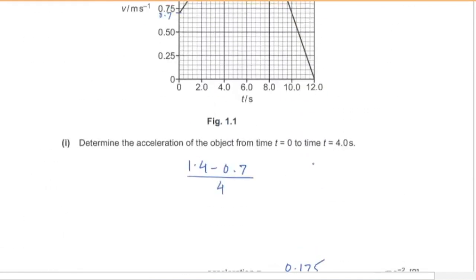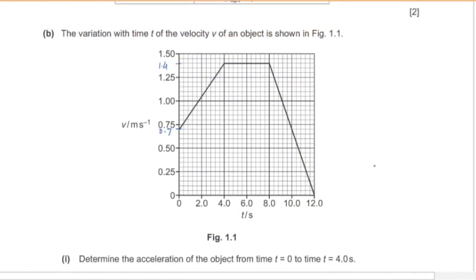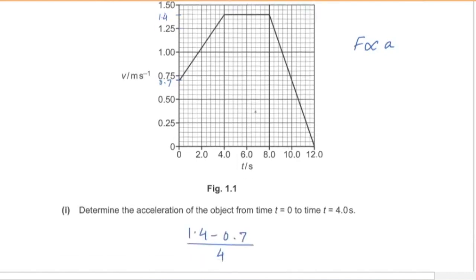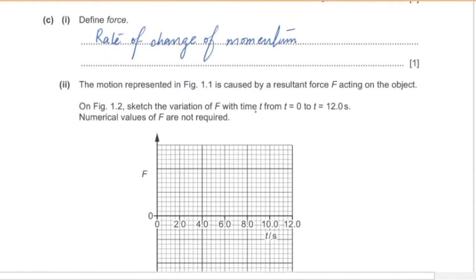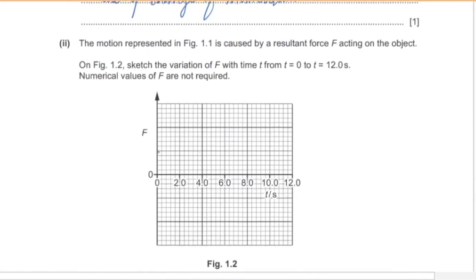So resultant force, according to the formula, F equal to m into a, is directly proportional to acceleration. For t equal to 0 to t equal to 4 seconds, you see that the acceleration stays constant, meaning constant gradient, so the resultant force is also going to stay the same. So for the first 4 seconds, the value for F is going to stay same. So let's mark it here.